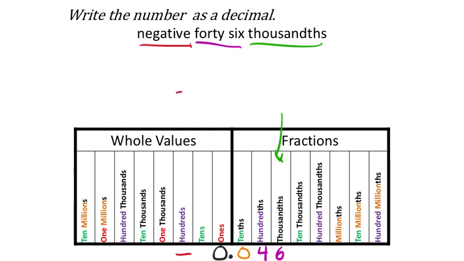Okay, so this ends up being negative 0. There's our decimal, 0.046. Negative 0.046. That would also read as negative 46 thousandths.